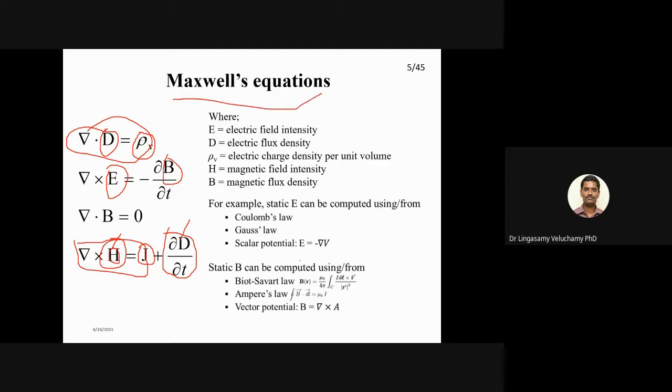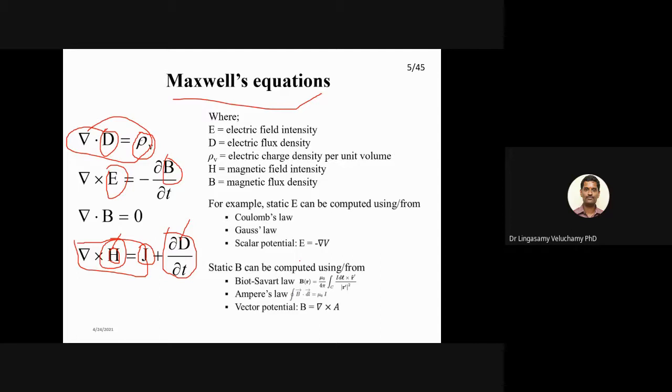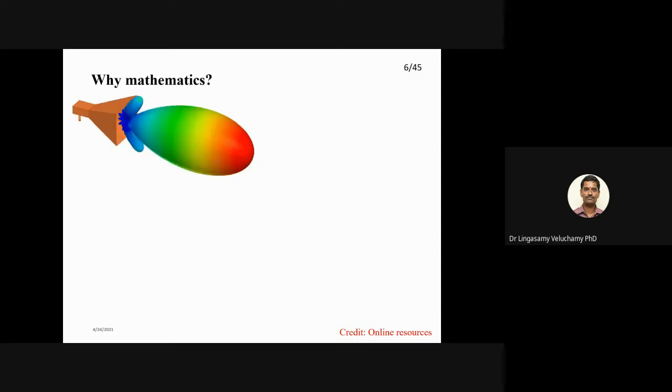Next, Maxwell's equations. You feel that you will always see mathematical equations, right? In your antennas book also, you always see several mathematical equations. Why is that required? Why is mathematics required to understand and appreciate the electromagnetic fields?